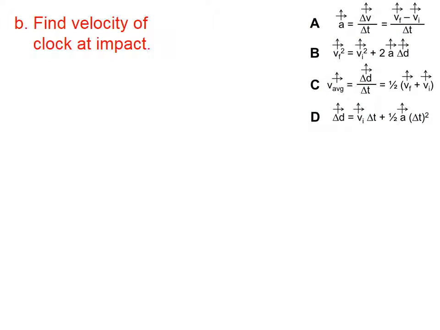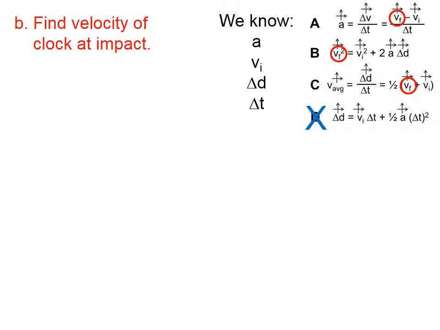Now let's find the velocity of the clock at impact. That means we're looking for final velocity. So we can see that equation D would be a poor choice. And these are the things we know from the previous slide and from what's given. We know the acceleration, negative 9.81 meters per second squared. We know the initial velocity to be 0 meters per second. We know the displacement to be negative 38 meters. And we just found out the time to be 2.78 seconds.